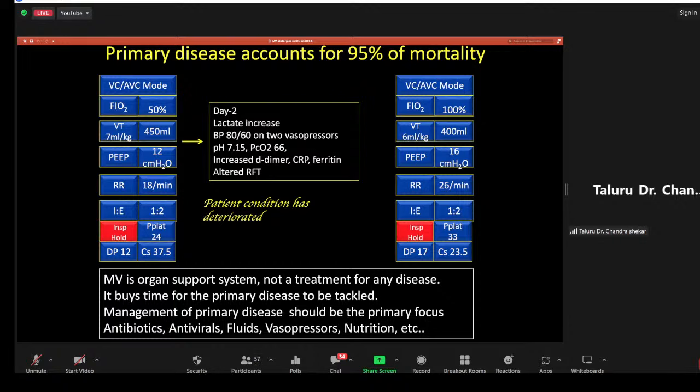So I want the younger students, or the younger colleagues, to understand that if you don't identify the primary pathology, institute the proper treatment, if it is COVID, antiviral, if it is sepsis, where is the source of sepsis? What is the organism? Otherwise, looking at the antibiogram of the hospital, what is the empirical therapy? Then narrow it down to the organism. That is what is going to save the patient, not a good mechanical ventilation. Not that I'm saying that you shouldn't do a good mechanical ventilation, but the primary focus has to be in identifying the primary pathology.